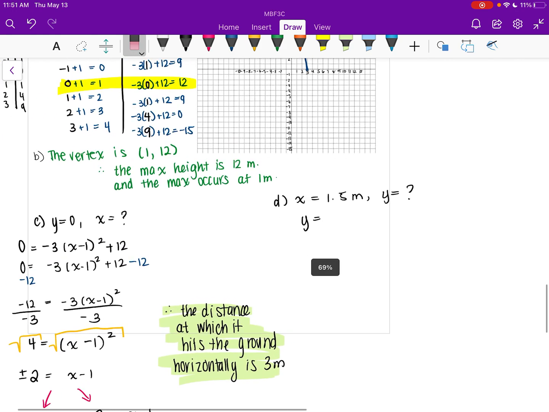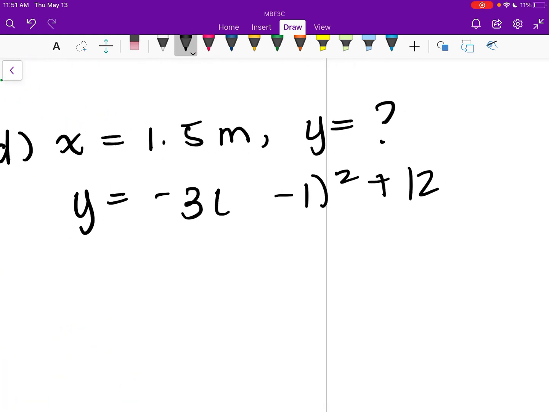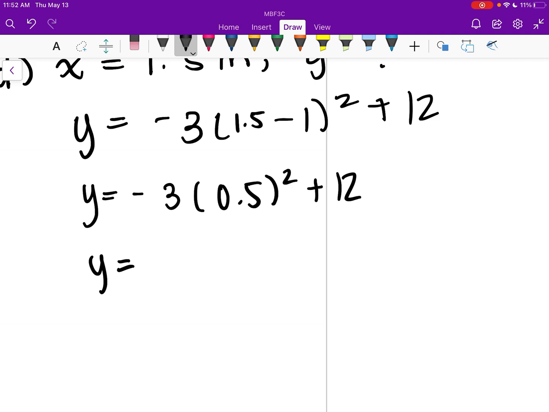You're just going to put it back into the equation. You're going to say y is equal to -3(x - 1) squared plus 12. And I'm just going to replace my x with 1.5. So it's going to be y is equal to -3(1.5 - 1), which is going to be negative 0.5. Or 1.5 minus 1 is just 0.5, not negative. 0.5 squared plus 12. And then I just do the math. So it's going to be -3 times 0.5 squared, which is -3 times 0.25, which is going to give us -0.75 plus 12.